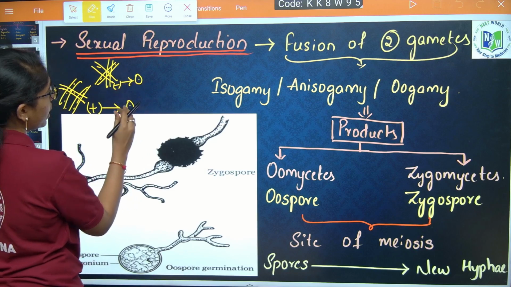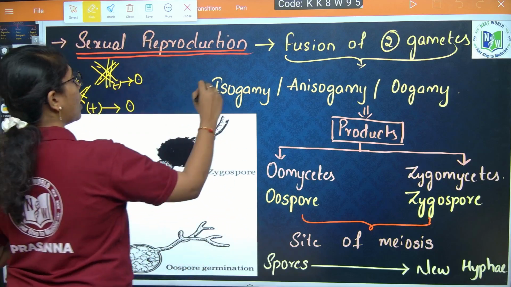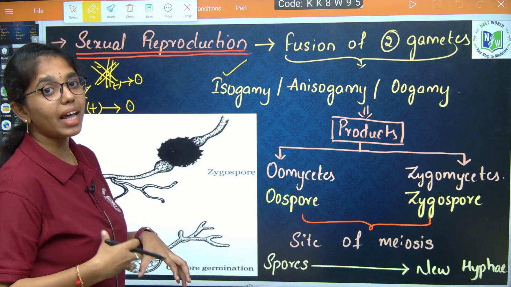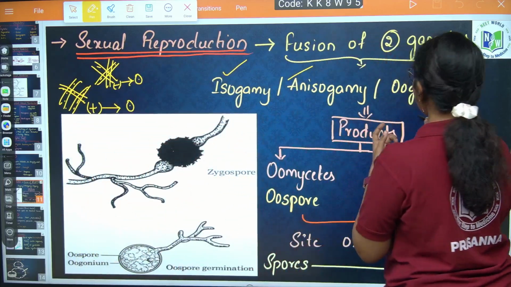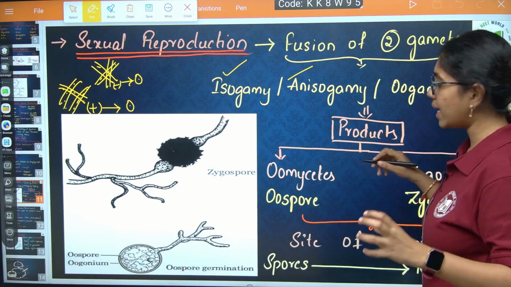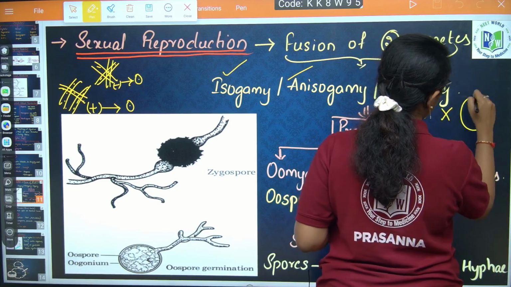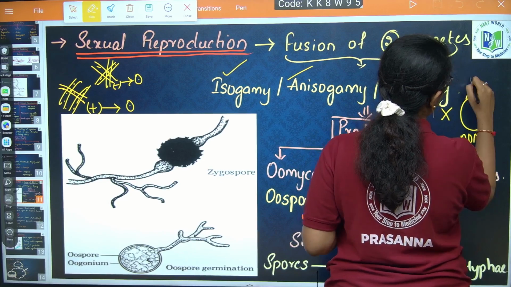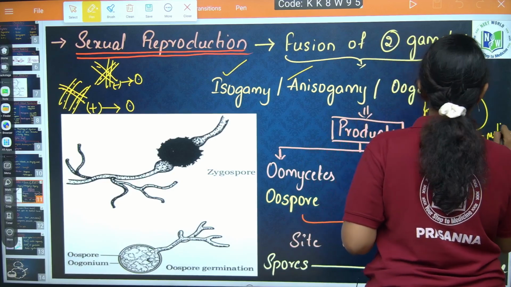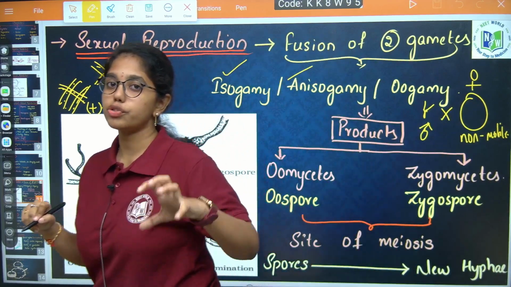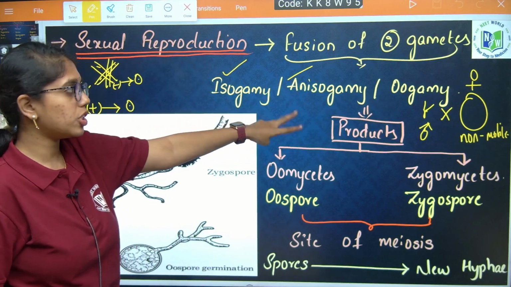These gametes can be similar in structure and physiology, which is called isogamy. They can be dissimilar either in structure or in physiology, which is anisogamy. Or a male motile gamete, for example a male zoospore-like motile gamete, fuses with a non-motile large female gamete, which is called oogamy. So fusion can happen in any of these three types.